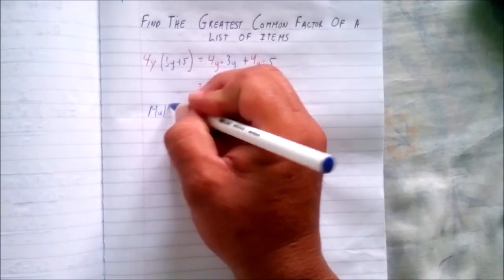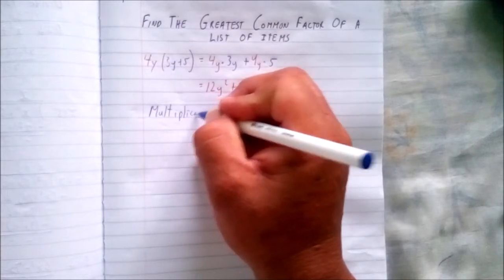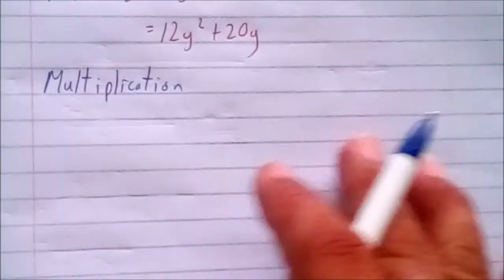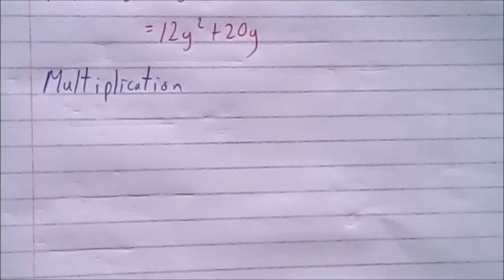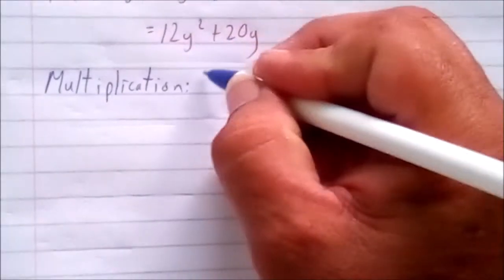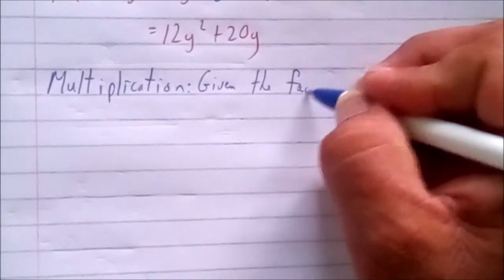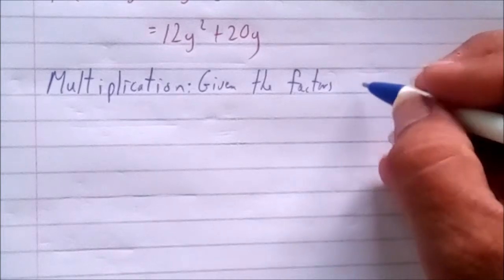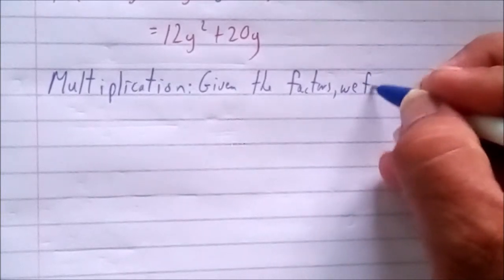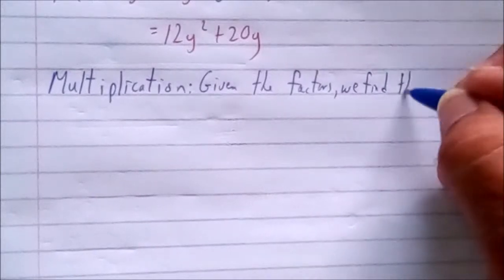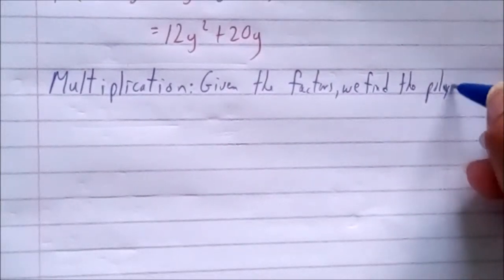Okay, so let me write that down. Multiplication. Let me zoom in there so you can see much bigger. As I write some more, I might have to zoom down a little bit. Multiplication: given the factors, we find the polynomial.